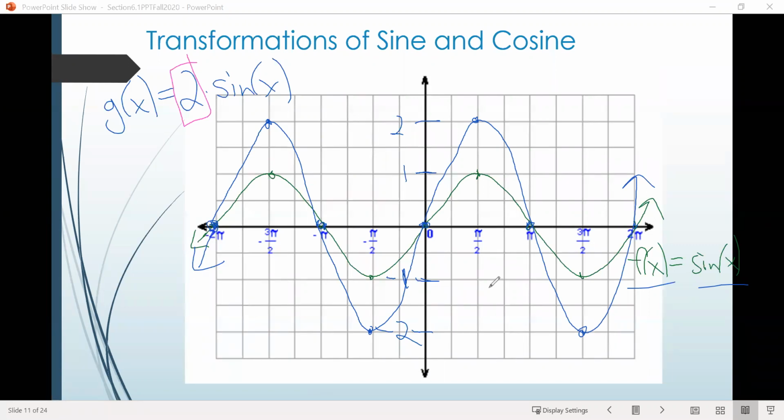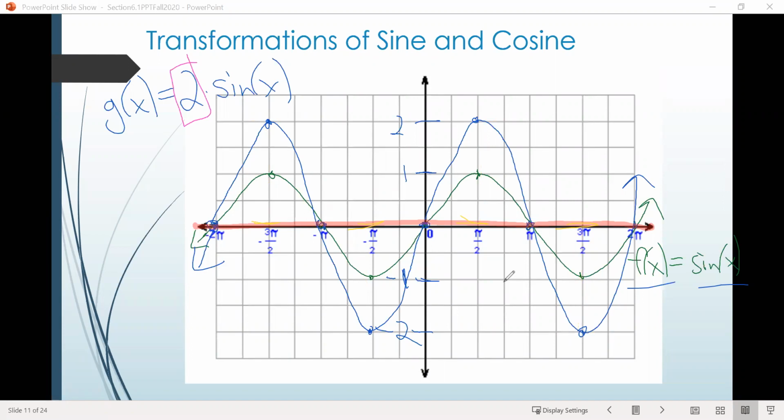Now, also notice what that's done. If I draw in the midline here, notice that that vertical stretch tells us how far above or below the midline the function is going, right? So notice for having a 2 there, in each of these cases where these peaks and valleys are, the function is either going 2 units above or 2 units below it. Okay, so that is interesting.